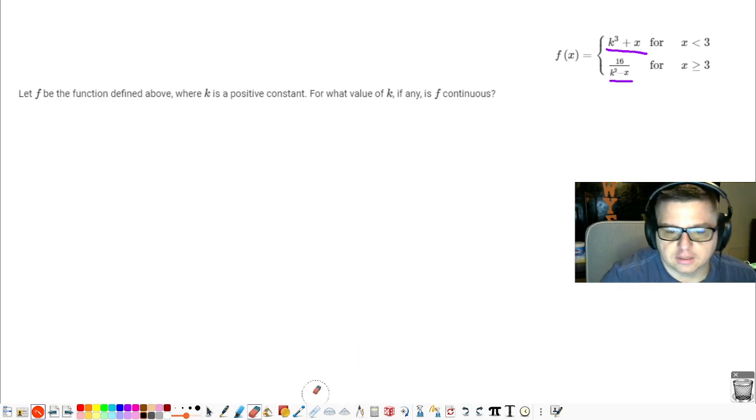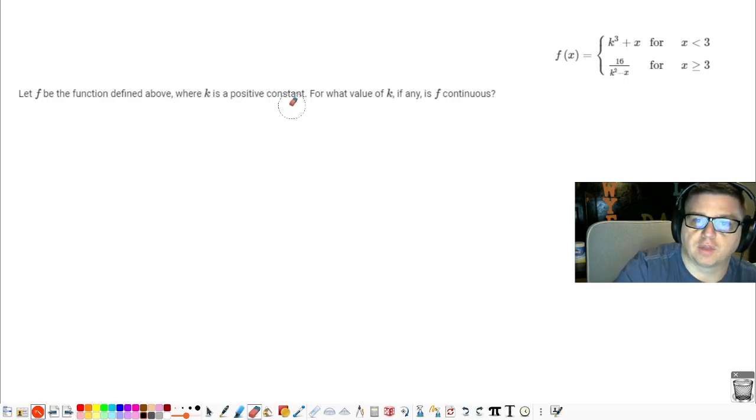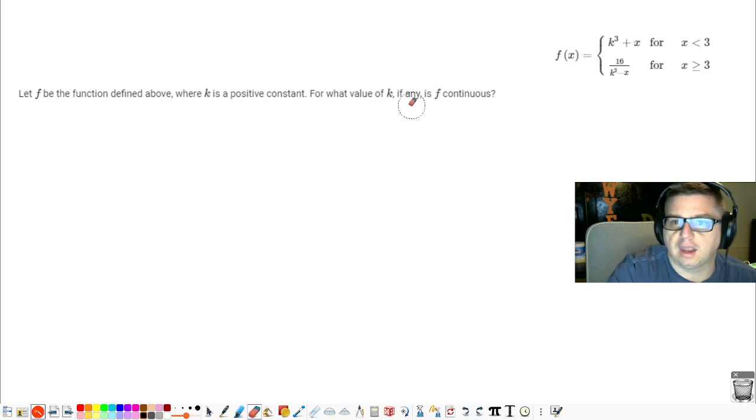So when we look at this, this is how we work these. Let f be the function defined above. So we've got a piecewise function here, and then it says where k is a positive constant. For what value of k, if any, is f continuous?